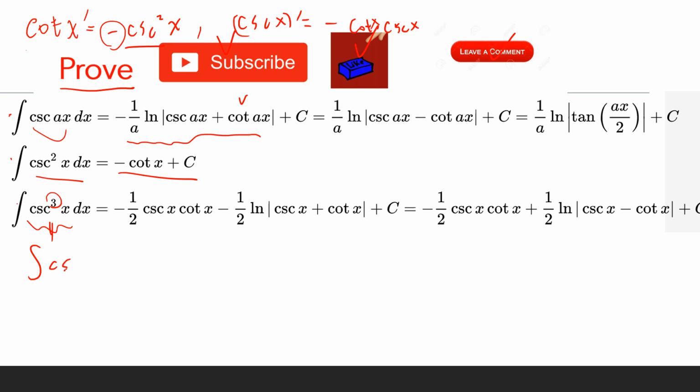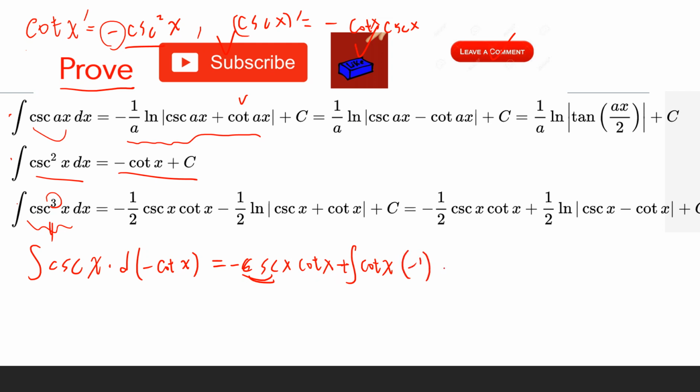So I can write the cosecant cube as cosecant times cosecant square, and this is the cotangent derivative. Okay, so by integration by parts, I can write it as this one minus, and there's a minus sign, so it becomes plus cotangent, and the differentiation with respect to the cosecant. Okay, so this is negative cotangent cosecant.